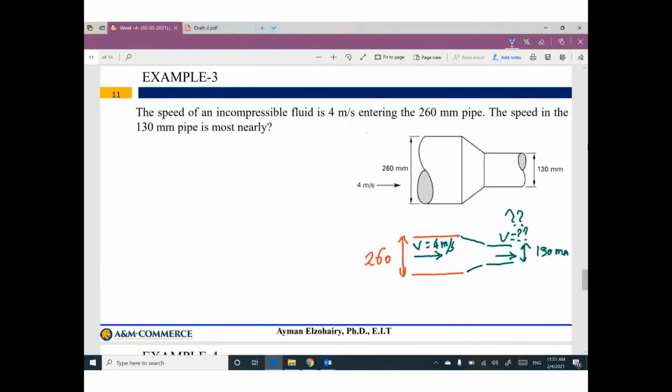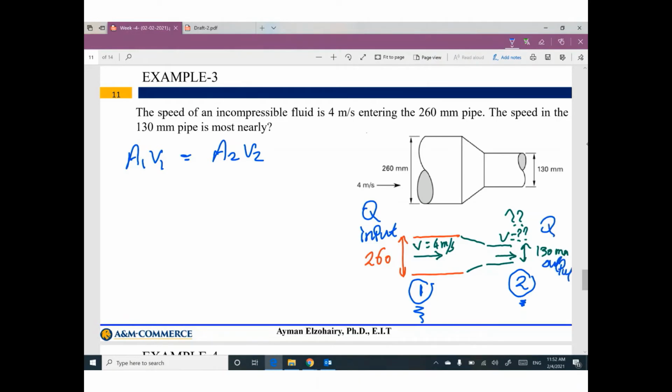Anyway, so what's going on? I will say this is cross section number 1, this is cross section number 2. Based on the continuity equation, area 1 V1 at the first cross section must equal area 2 V2 at the second cross section, because you are talking about one pipe. This is only one pipe. So Q at the input must equal Q at the output. So area 1 V1 equals area 2 V2. Let's do it.